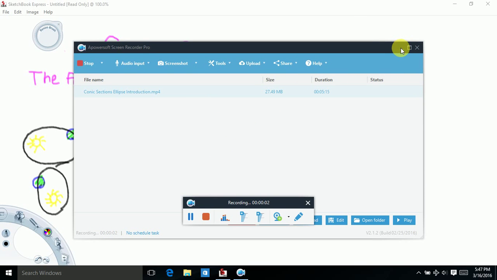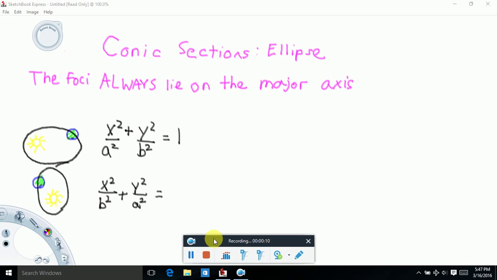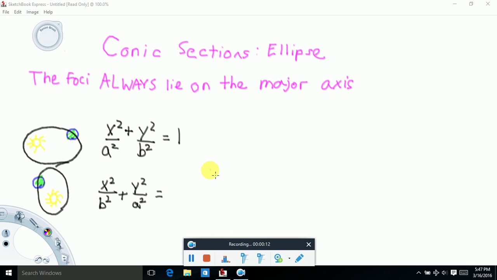Alright, we're going to continue our discussion about conic sections. In our previous lecture, we mentioned that a specific conic section, the ellipse, has this shape. And one thing I wanted to clarify was the location of the foci.